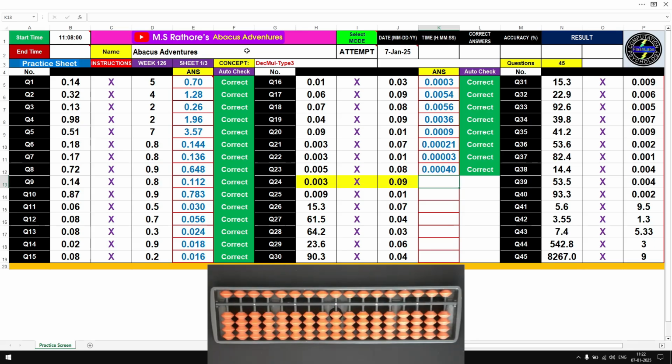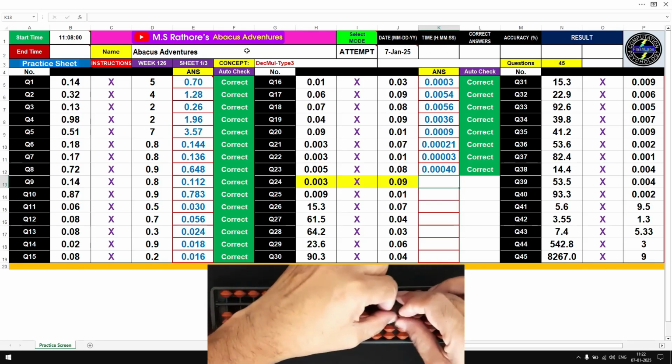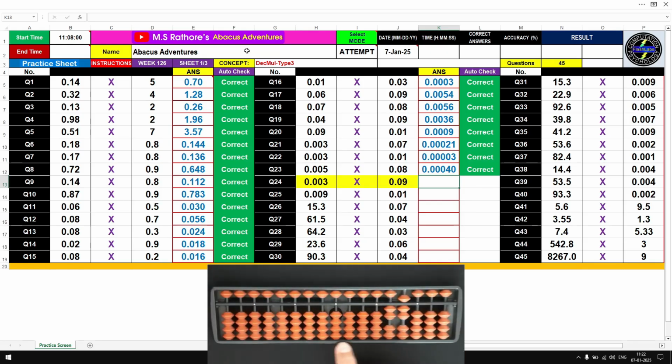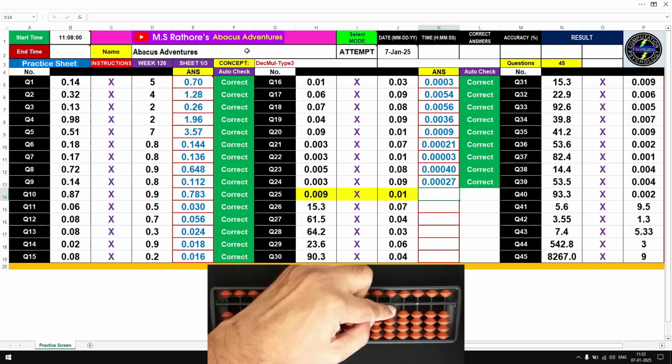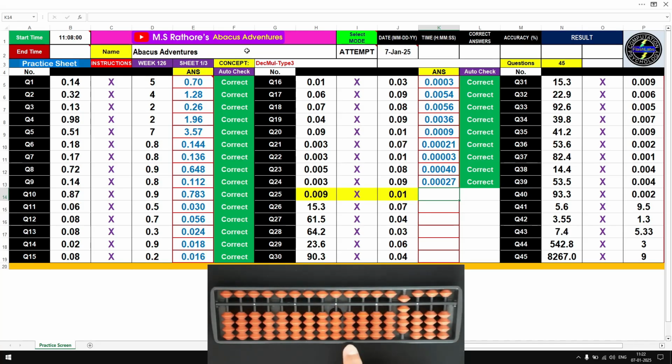Question number 24 is 0.003 multiplied by 0.09. Let's begin from rod number -3. 9 3s are 27 and the answer is 0.00027. Question number 25, 0.009 multiplied by 0.01 beginning from rod number -3. 1 nine is 09 and the answer is 0.00009.